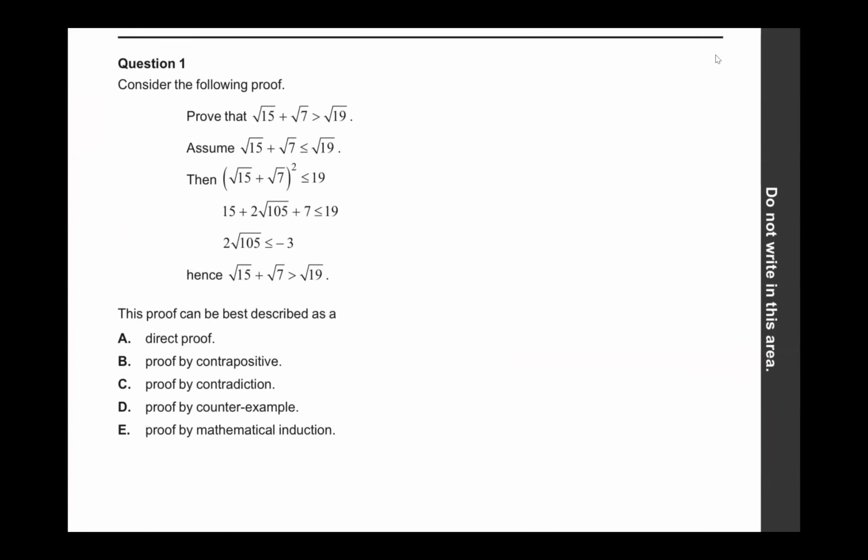The first question, consider the following proof. We would like to prove root 15 plus root 7 is greater than root 19, and we assume the opposite. Especially, you will see there is a contradiction established. So this is a proof by contradiction.